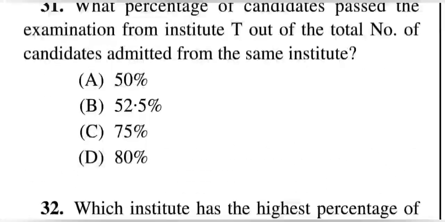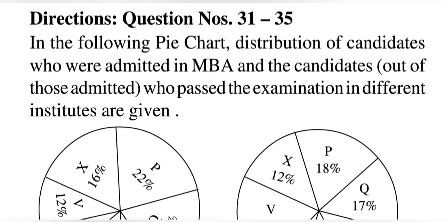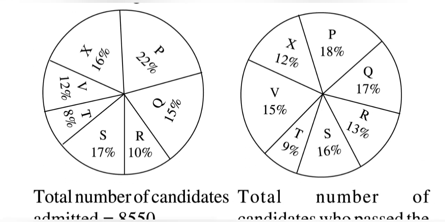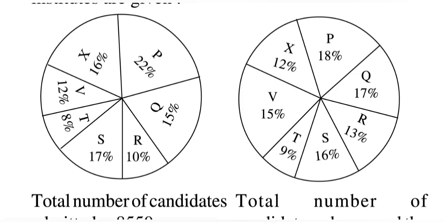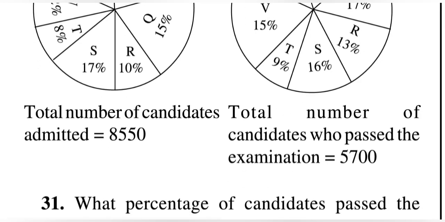Okay, so this is a question completely related to maths. In the following pie chart, the distribution of candidates who were admitted in MBA, and the candidates out of those admitted who passed the examination in different institutes, are given like this. X 60%, P 22%, Q 15%, R 10%, S 17%, B 12%, T 8%. And here too, two pie charts are given: P 18%, X 12%, B 15%, T 9%, S 16%, R 13%, Q 17%. The total number of candidates admitted is 8550. The total number of candidates who passed the examination is 5700.